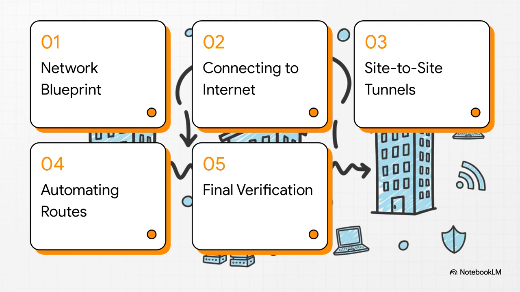Okay, so here's how we're going to tackle this. First, we'll get our bearings by looking at the network blueprint to understand the end goal. Then we'll get our sites connected to the internet. After that, we'll link them all up with some secure site-to-site tunnels and make the whole thing smart with dynamic routing. And of course, at the very end, we'll test everything to make sure it all works perfectly.